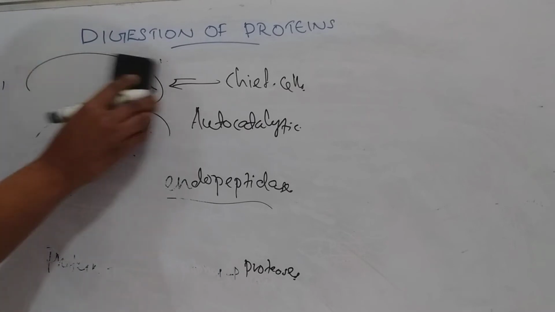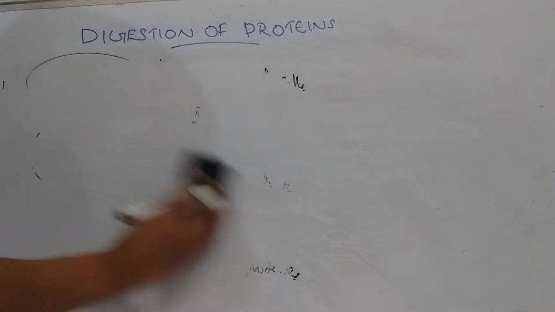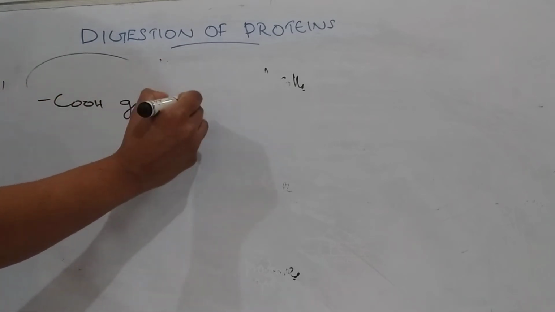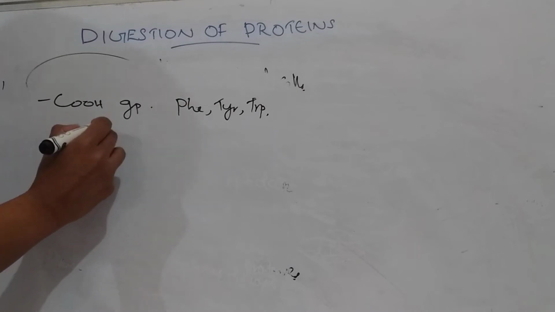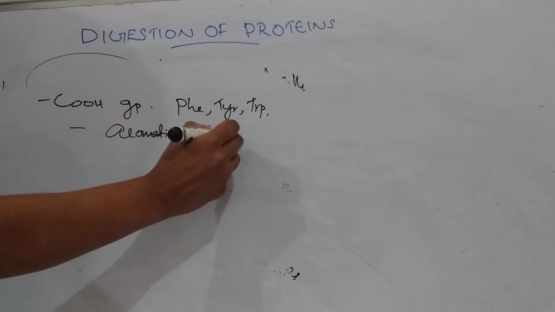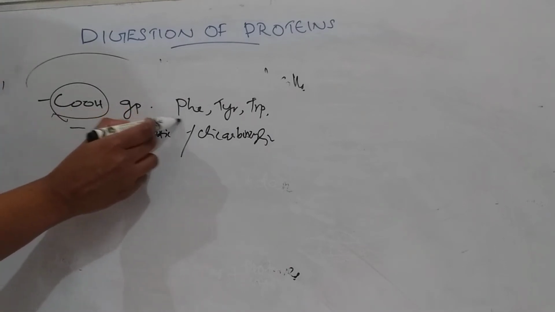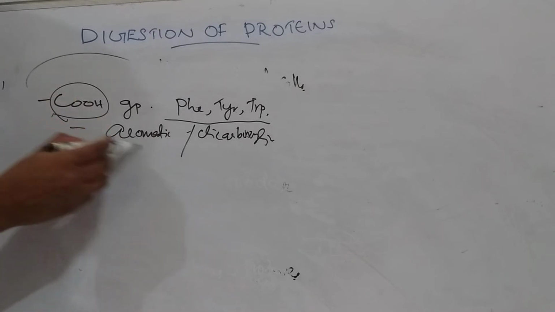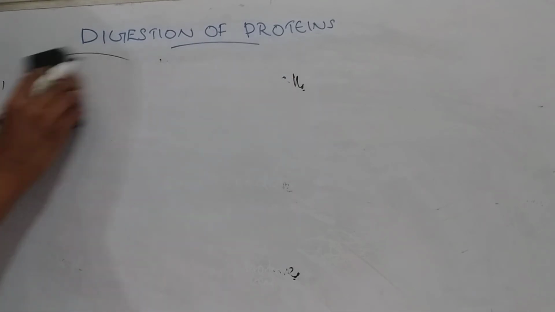Pepsin is active on the peptide bond which connects the carboxyl group of aromatic amino acids like phenylalanine, tyrosine or tryptophan with the amino group of another aromatic amino acid or a dicarboxylic acid. That is pepsinogen and pepsin.